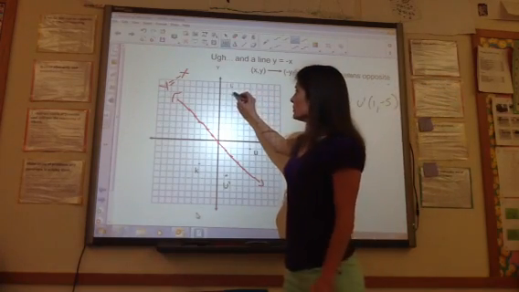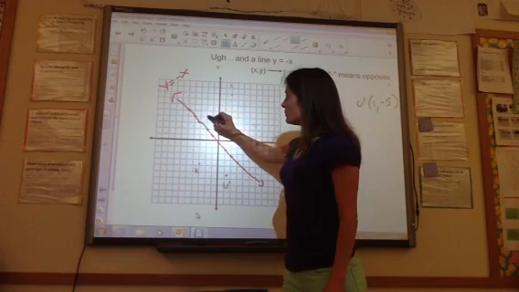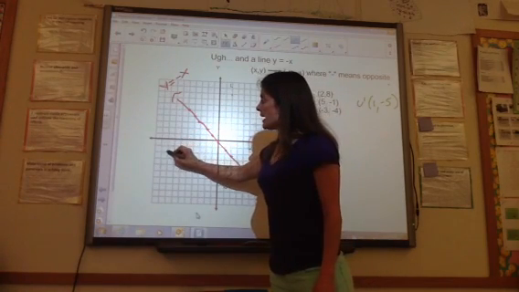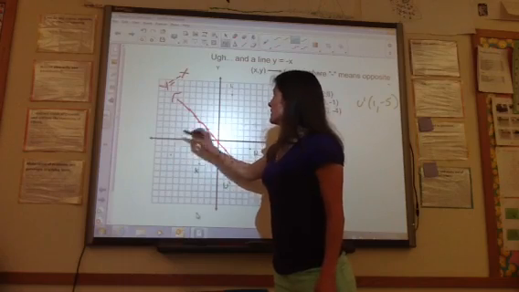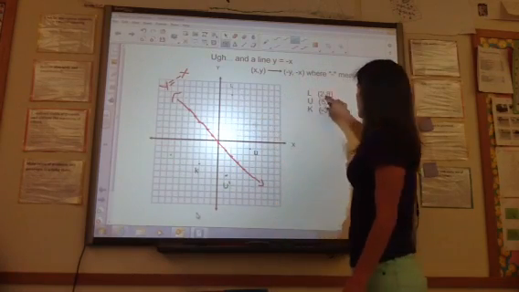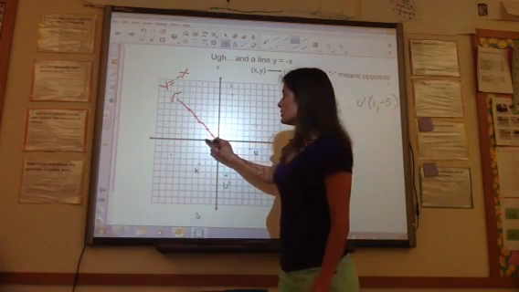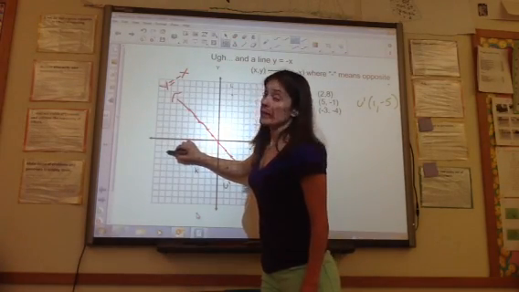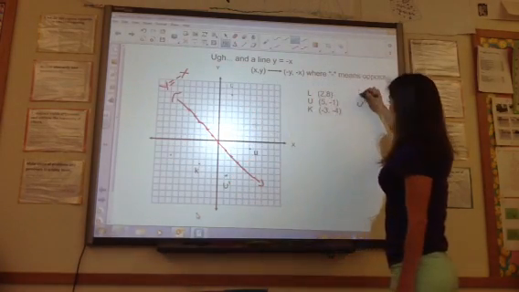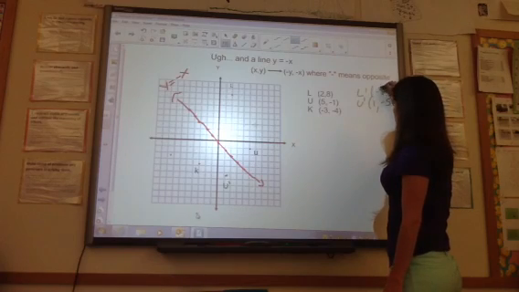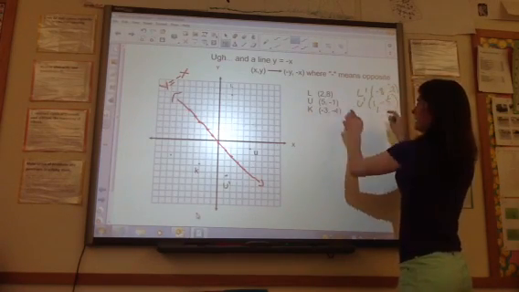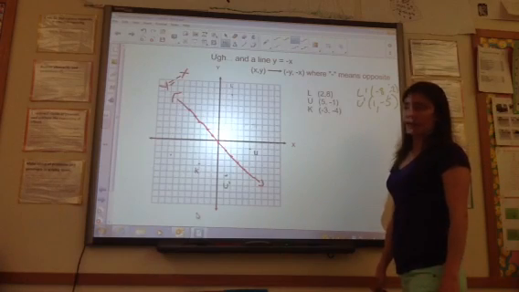For L, the original point was (2, 8). The new point is 8 down and 2 left, because it should be right there if it was oriented. So L prime is (-8, -2). They switched places and were opposite of each other.